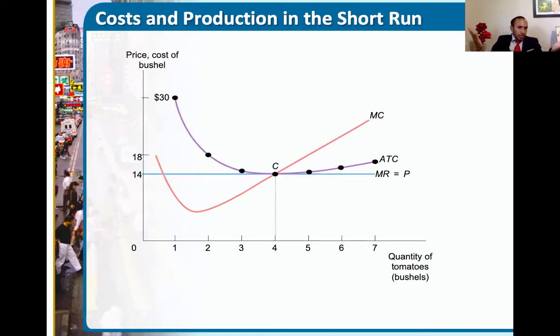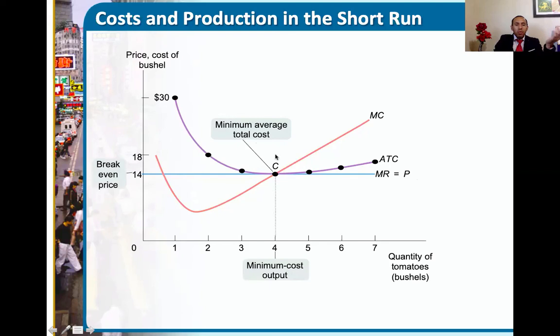Because point C is on the third model. At a price of $14, the marginal revenue per unit is equivalent to the market price. And if you notice, it's tangent to the average total cost curve at point C. The marginal cost curve intersects at point C. What that means here is that at point C, all of the curves touch one another. And if your average cost is equivalent to your marginal revenue, your market price, and your marginal cost, then the firm is breaking even at your minimum cost point level.